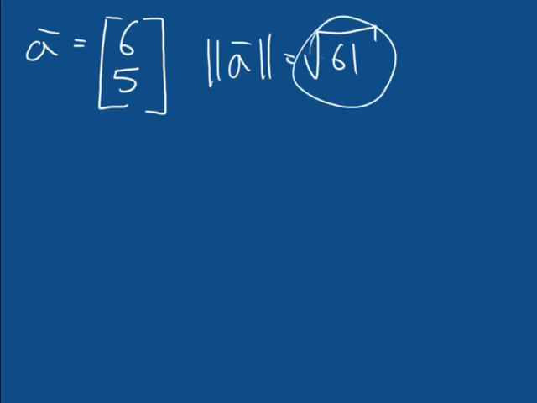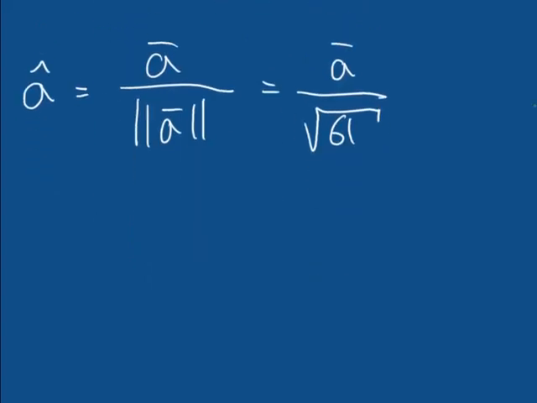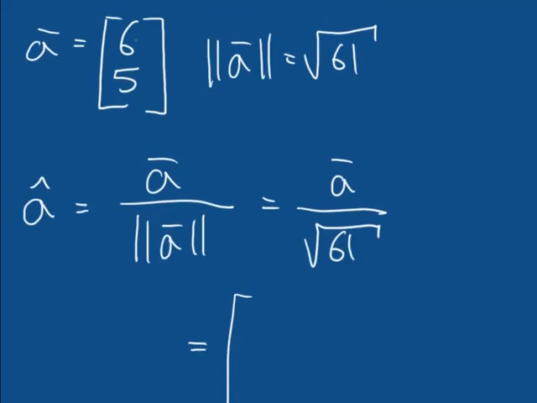So what I'd like to do is normalize A, but I'm going to keep the length of A written in this square root form. So I'm finding A hat, the unit vector in the same direction as A. And we know that's equal to A divided by the length of A, which is equal to A divided by the square root of 61. That means we have a vector that has the original components of A each divided by the square root of 61. So the x component of A was 6.